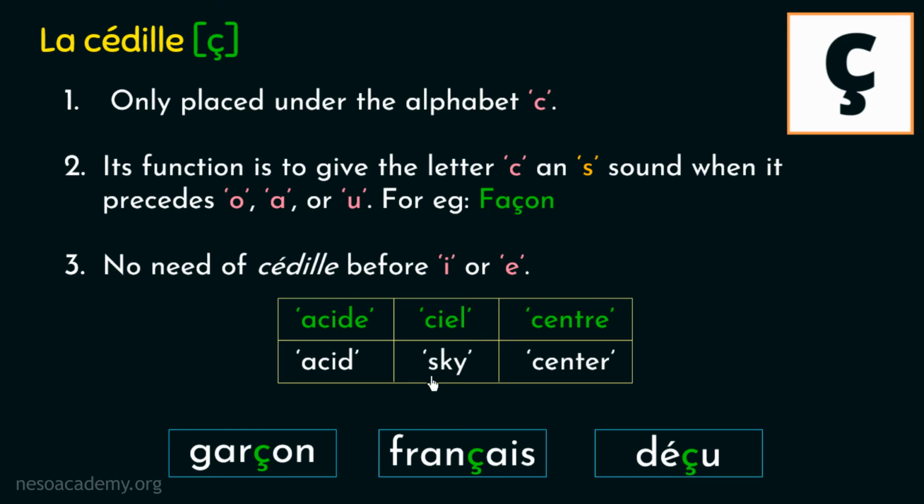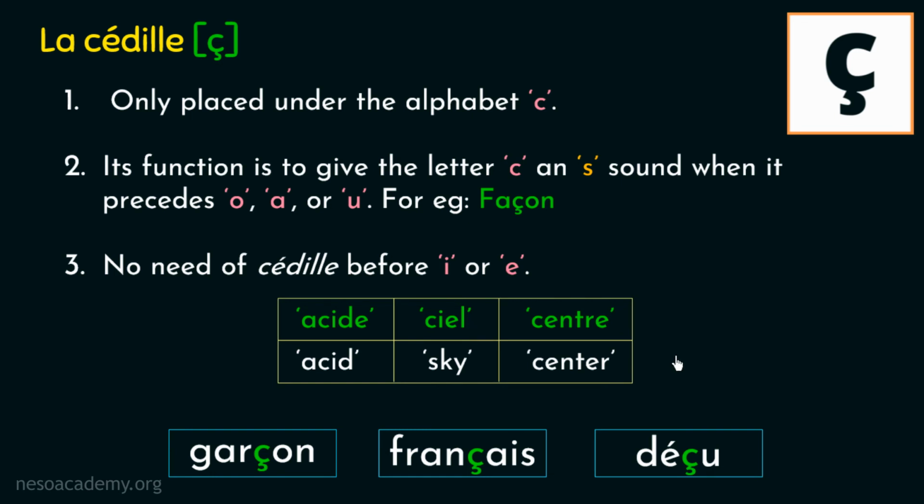Ciel means sky. Now observe this third example. In French, it is pronounced as centre. Centre. So in this example also, the alphabet C is giving the sound of alphabet S, right? Centre means center. So that's all about the point number 3, and here we are done with the accent Cedille.